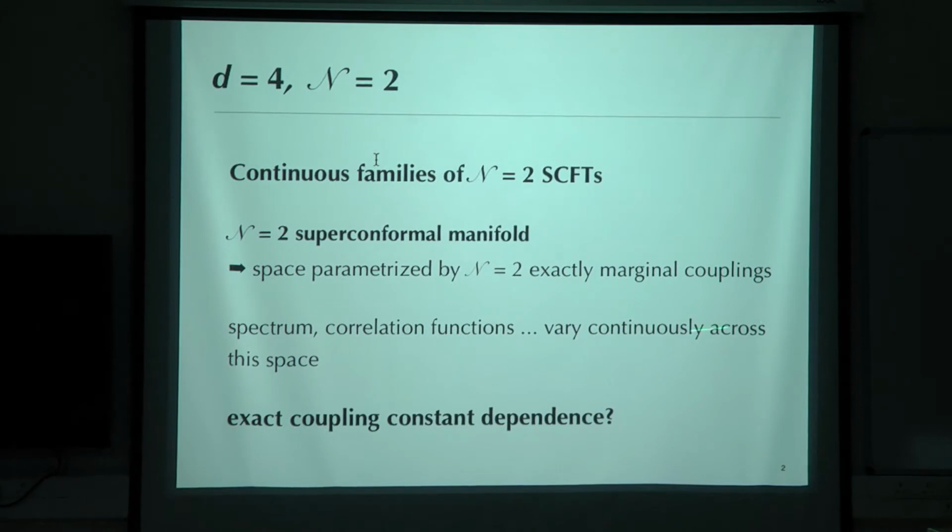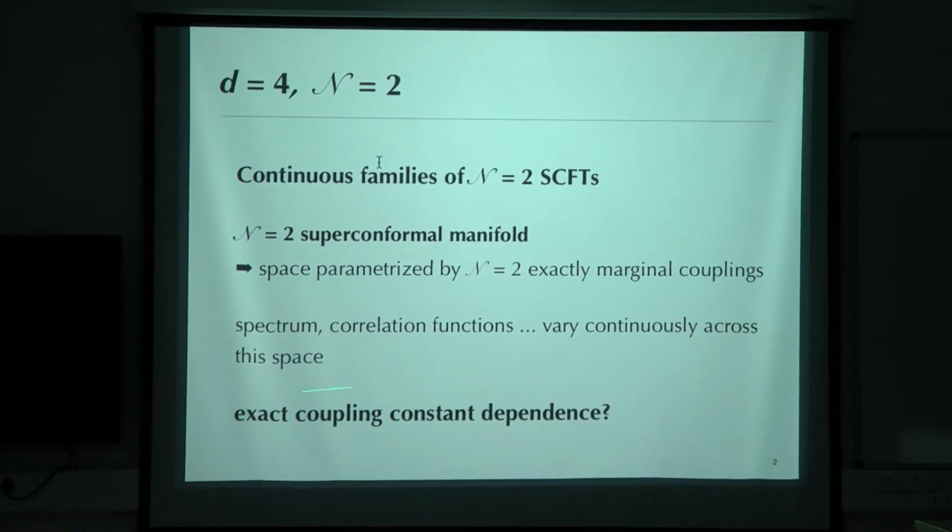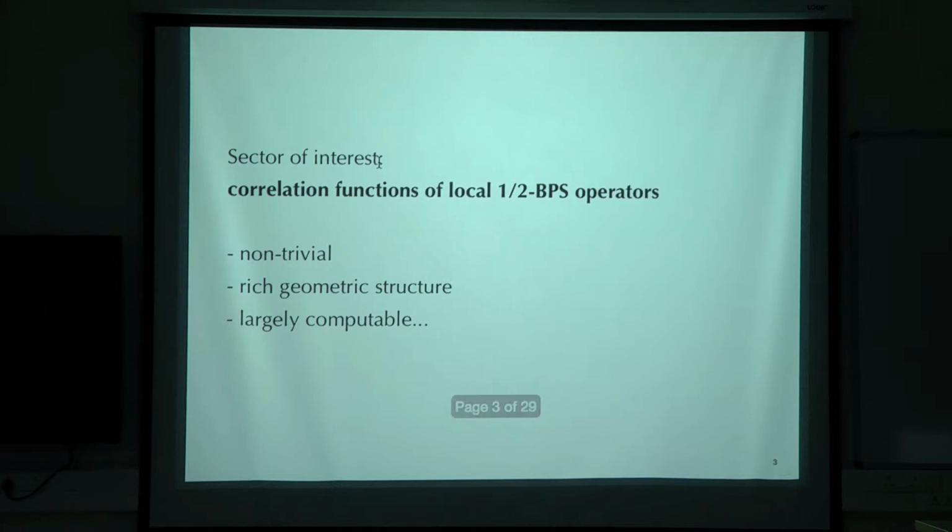So as we vary the exactly marginal couplings and move across the space, the generic properties of this theory change. Okay? So the spectrum of a generic operator, correlation functions, etc. And ideally what we would like to be able to solve is to find the exact coupling constant dependence of a generic observable. Clearly this is a hard question because it's a non-perturbative question. So my compromise, as I said, is I will try to solve this problem for a restricted class of observables. So I will focus on the usual suspects, which are half-BPS operators.